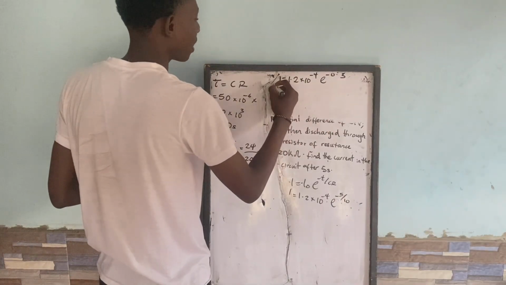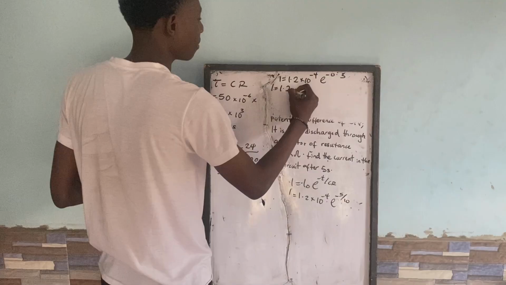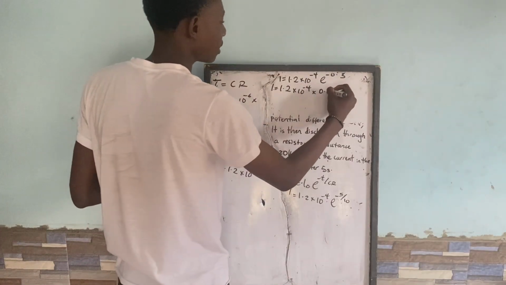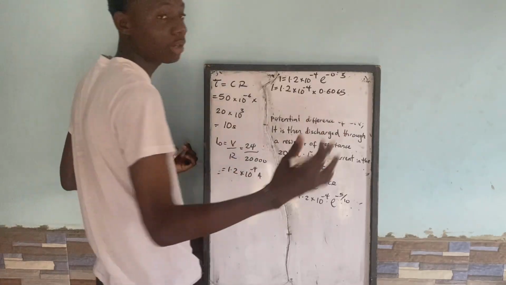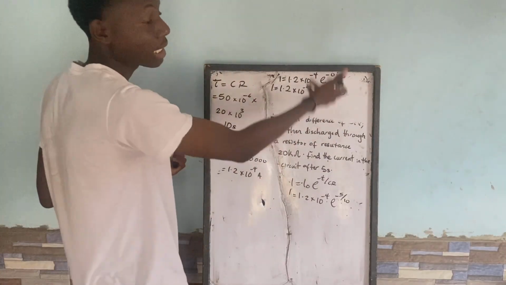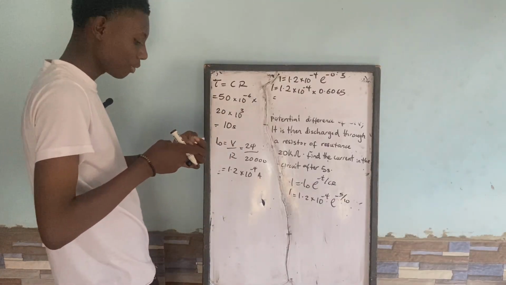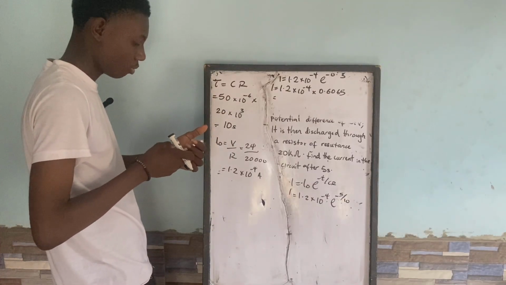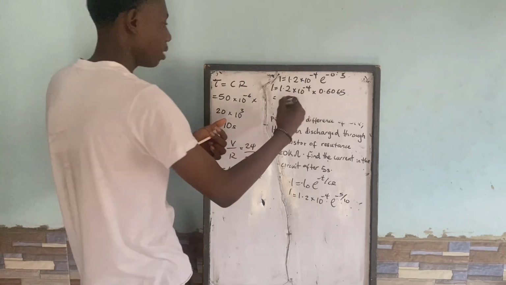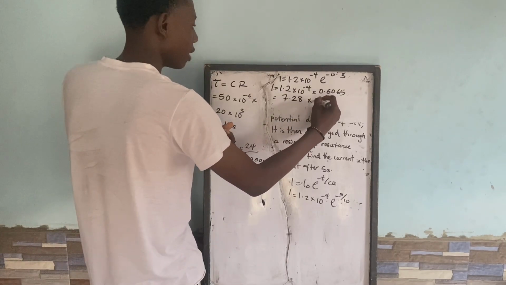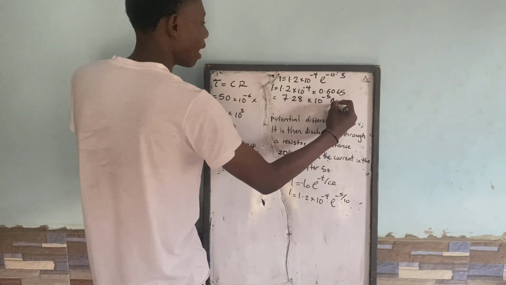So we have I is equal to 1.2 times 10 raised to power minus 4. Now exponential minus 0.5 is 0.6065. You can find that on your calculator, and we even used this in the previous question. So once we multiply together on our calculator, we are going to get 7.28 times 10 raised to power minus 5 ampere.